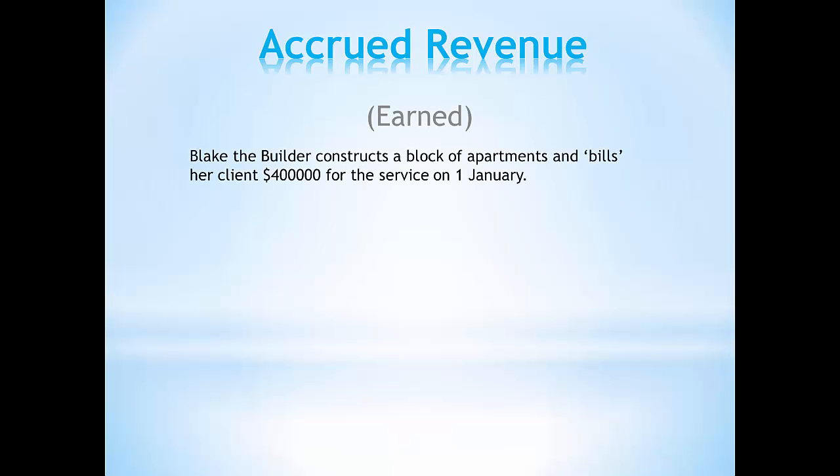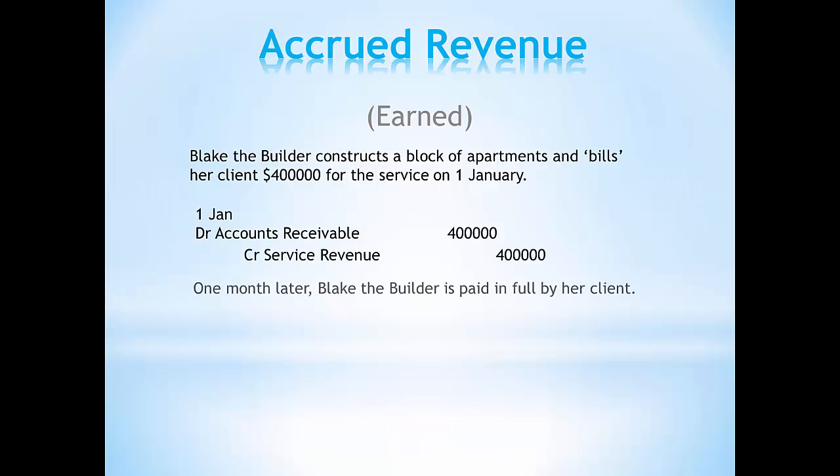Accrued revenue. Revenue that is earned. This time, the service is performed first and the client is billed after, as seen in this adjusting entry. Revenue has already been earned, with the asset account, accounts receivable, representing what has been owed by a customer. 1 month later, accounts receivable is converted to cash by the second entry, showing payment by the client.